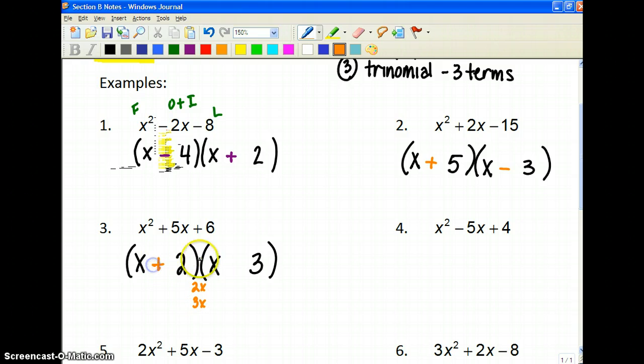So I want to go positive and a positive. Does that give you positive 6? Positive 2 times positive 3 is positive 6. So you've got that correct.